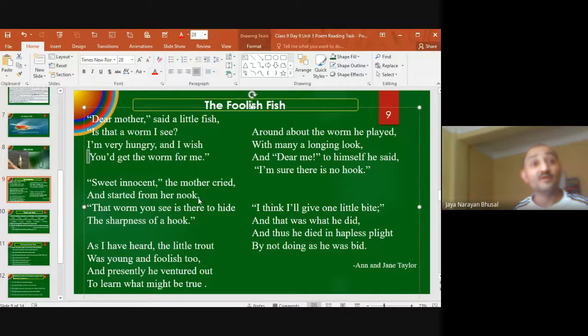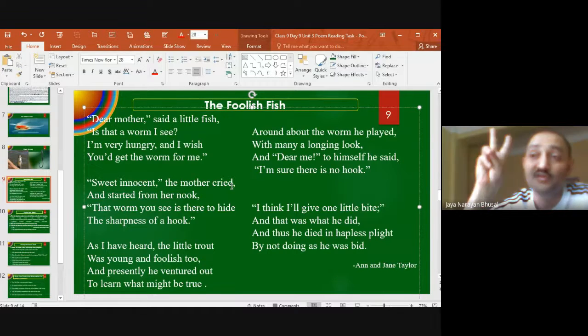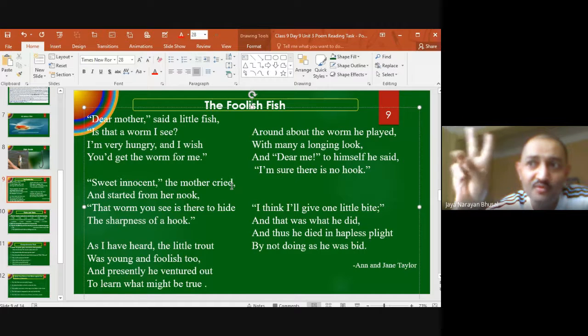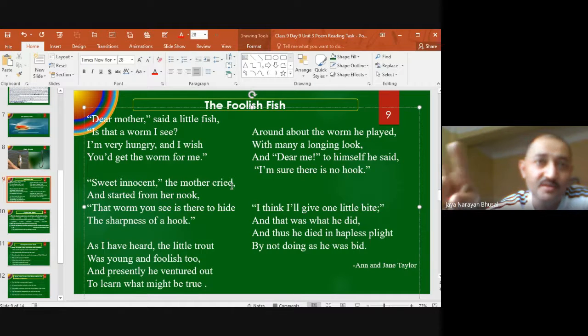Got me? Now see, I'm very hungry and I wish you'd get the worm for me. Sweet innocent, the mother cried. That means there are two characters. So far we found two characters there, right? Mother and the baby. Sweet innocent. Look at this. Mom says, "You are so sweet."